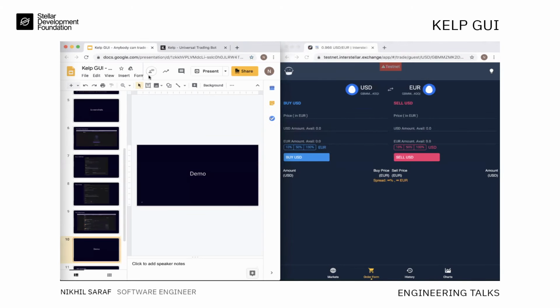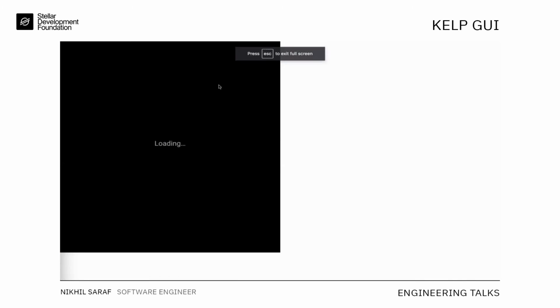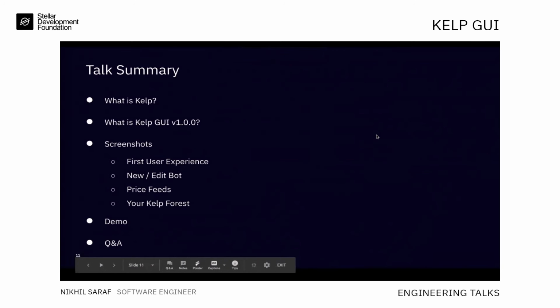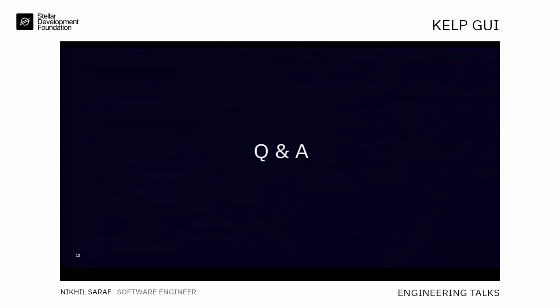So let's go back to the presentation. In summary, we went through what is Kelp, what is the Kelp GUI version 1, some improvements that we would have in the UI, the screenshots, and a demo of how you can create two bots in the UI to trade against each other. Let's go into some questions.